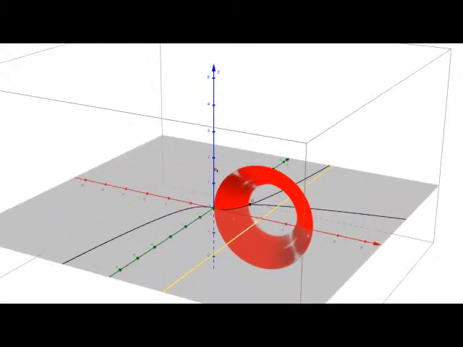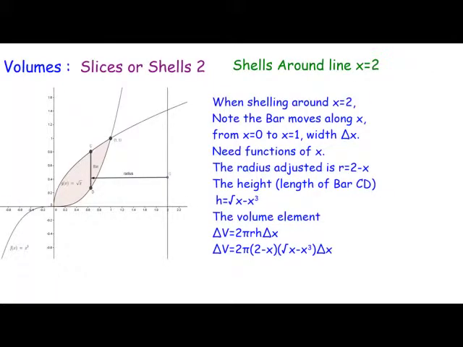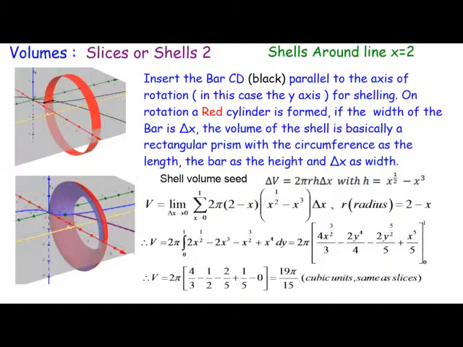Let's look at some of the calculations involved. You can see here the bar is parallel to the axis of rotation, in this case x equals 2, and a cylinder is formed. The radius needs to be adjusted slightly, which, as you know, is 2 minus x, and the height is the length of the bar CD, as functions of x. You multiply this out, integrate each of the parts and evaluate between 0 and 1 for the x bounds. Again our answer is 19 pi on 15.